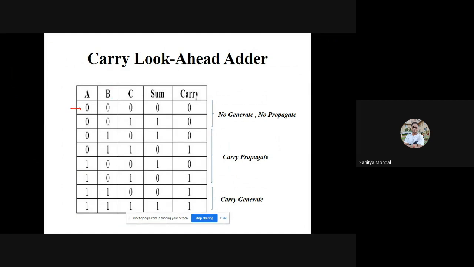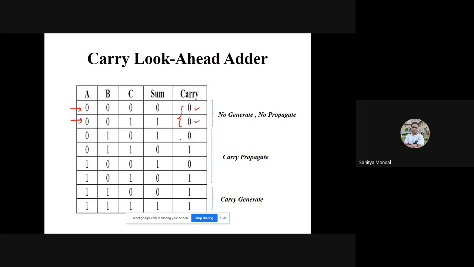Now for the first two rows, you can see that for this type of input, we do not generate any carry. So if the carry is 0, we are not bothering about that. So no generate, no propagate. If the carry is 0, we don't even need to generate it or propagate it.